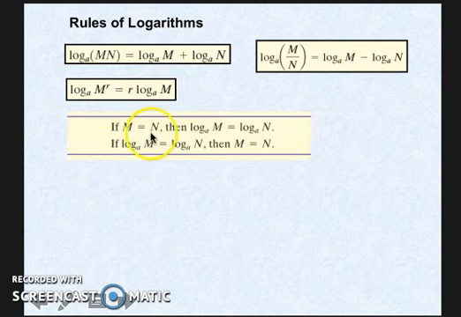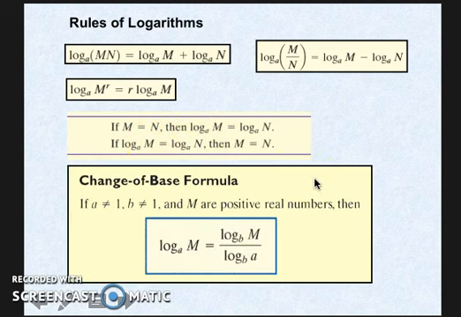And if m and n are equal, then log of m equals log of n. If log base a of m equals log base a of n, that means if the logs are equal, then the numbers are equal too. And this is the change of base formula. If you have to change the base, right now this is log with base a of m. If you want to change this base a to some other base, let's say b, then it is log with base b of m over log with base b of a.